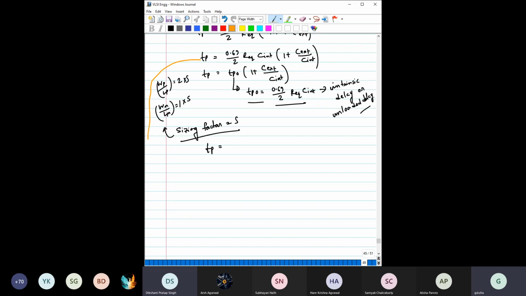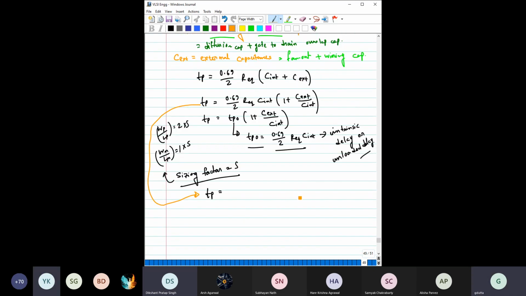Because I think we have done enough discussion on this. So if you have understood the earlier discussion, you should be able to tell me what should be the value of TP if we now increase this PMOS and NMOS width by S times.